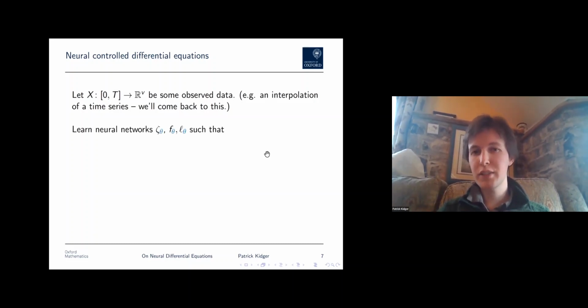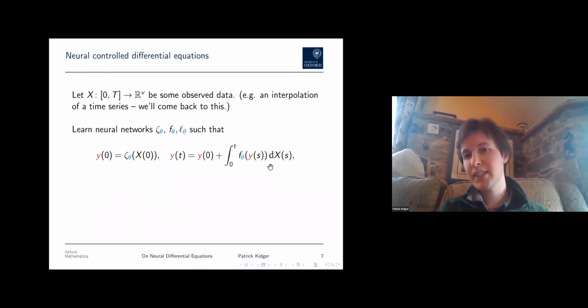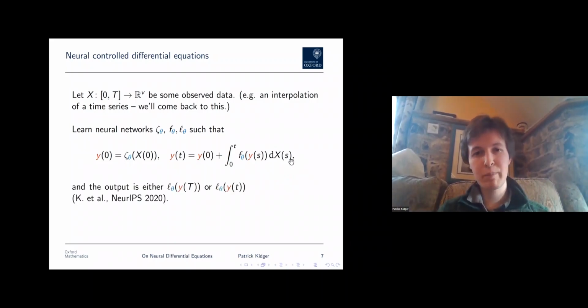And we're going to try and learn some neural networks such that this initial condition is a function of where we started. That's the same as what we wrote down a couple of slides ago for the neural ODE case. And the difference, as you can probably guess, is that we're going to have this controlled differential equation that now has as input the rest of this continuous time path x. And so the output is then going to be a function of either y at capital T, y at the end, or y as the evolving state in t.